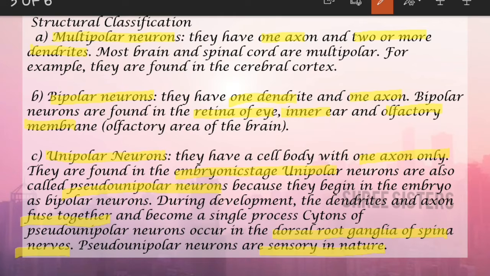Sensory is something we'll learn in the next functional classification, but I'll give you an idea. They convey the impulses, the signals, to the central nervous system. That is what is called sensory. So these unipolar neurons convey the signals from the body organ to the central nervous system. For example, if I want to lift my hand, from my hand to the nervous system, that is the sensory. And the unipolar neurons are sensory in nature.